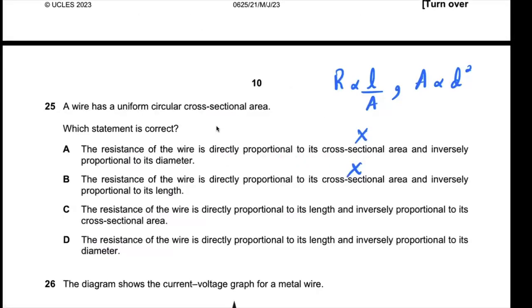Wrong, wrong. It's directly proportional to length, inversely proportional to cross-sectional area. True. It's inversely proportional to the square of the diameter, not just to the diameter. So this is also wrong.